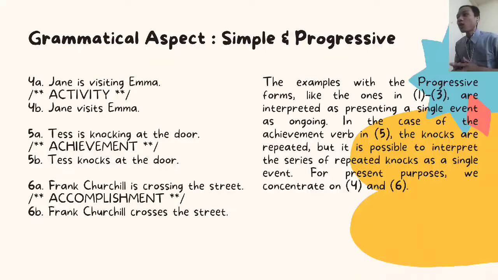In the case of the achievement verb in number 5, Tess is knocking at the door, and 5b, Tess knocked at the door, the knocks are repeated, but it is possible to interpret the series of repeated knocks as a single event. For present purposes, we concentrate on number 4 and number 6.